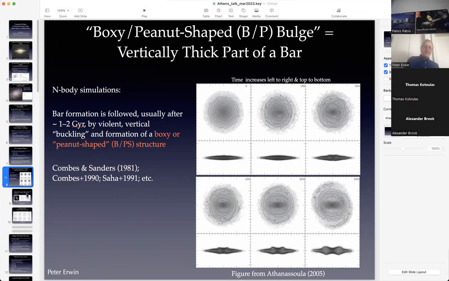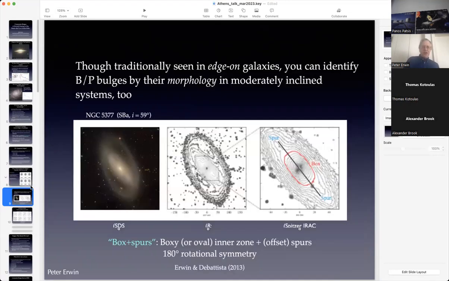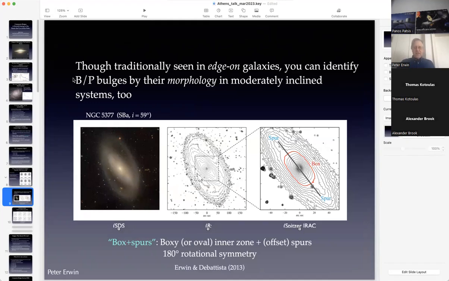And in fact, you can see these things. You don't have to look edge on. That was the traditional way they were found. But in 2013, Victor DeBattista and I showed that you could see these in moderately inclined galaxies as well, because they produced a characteristic shape in the isophotes, which is this combination of a boxy or sometimes just thick oval zone in the middle, and then thinner spurs projecting out on either side, usually offset.